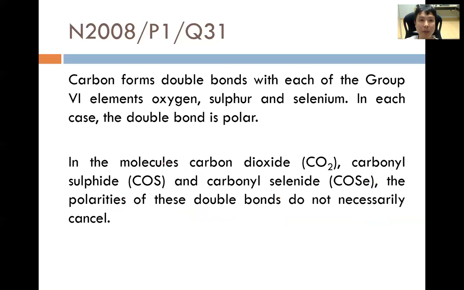For this question, November 2008, paper 1, question 31: Carbon forms double bonds with each of the group 6 elements, oxygen, sulfur, and selenium. In each case, the double bond is polar. In the molecules carbon dioxide, carbonyl sulfide, and carbonyl selenide, the polarities of these double bonds do not necessarily cancel.